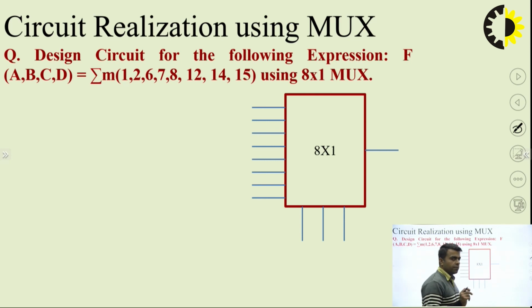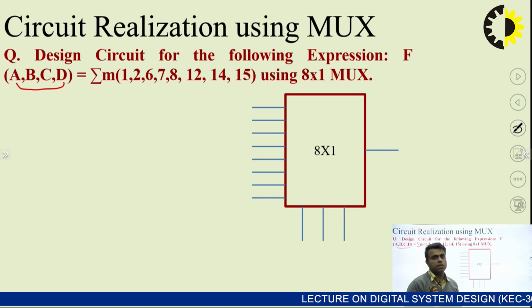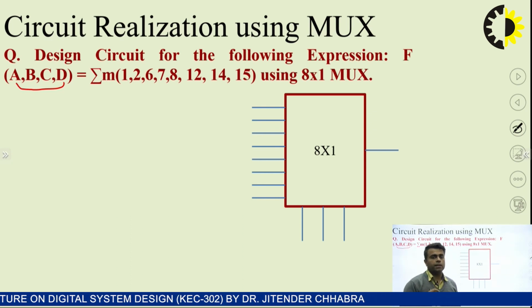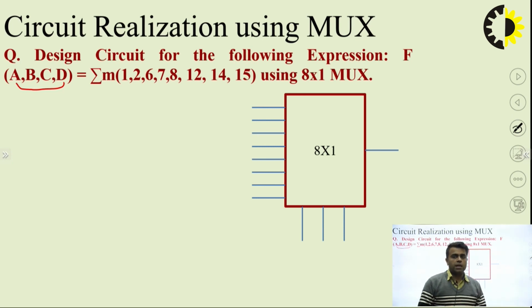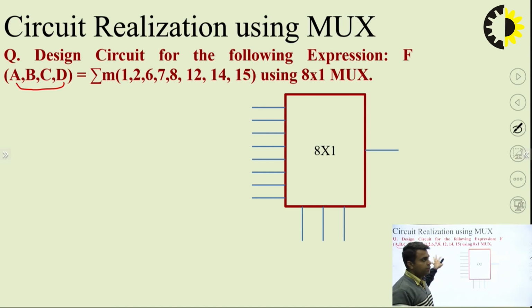Now the examiner might tinker with the question a bit and say, realize a problem which is having 4 variables, A, B, C and D. It would have been very convenient to realize this expression using a 16 cross 1 multiplexer, because that would have 4 select lines, which can easily be replaced with the 4 variables A, B, C and D. But the examiner has mentioned that you have to realize this 4 variable problem using an 8 cross 1 multiplexer.